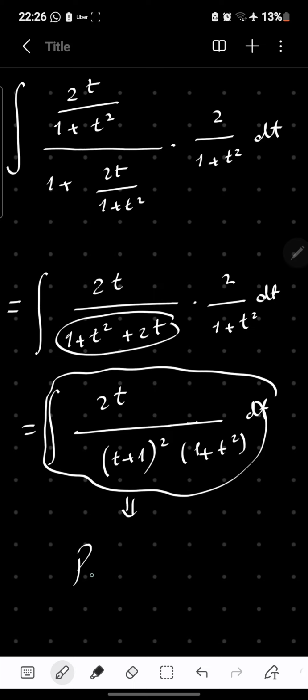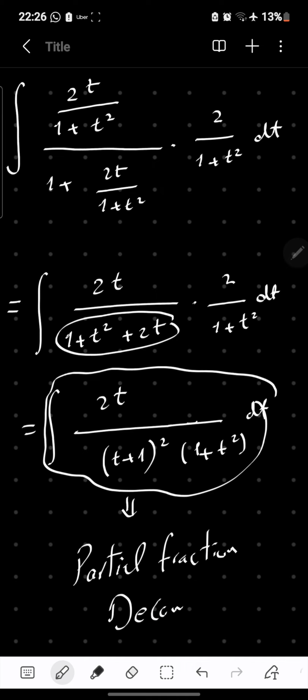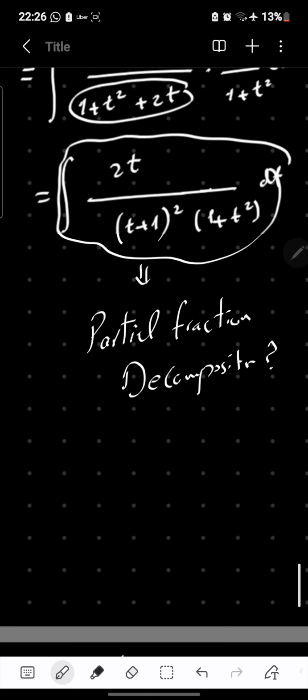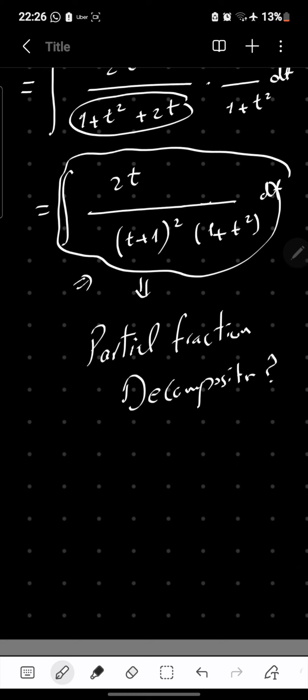It will be solved by partial fraction decomposition. What is this? It is our last technique: integration using partial fraction decomposition. At the end of this technique, you will be able to solve these kinds of integrals. So let's see how to solve the fractions using the partial fraction decomposition.